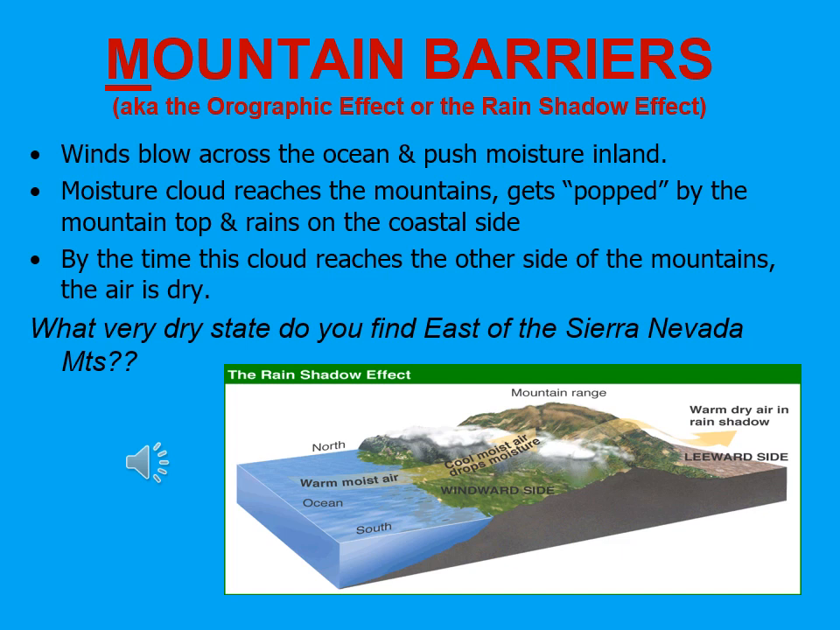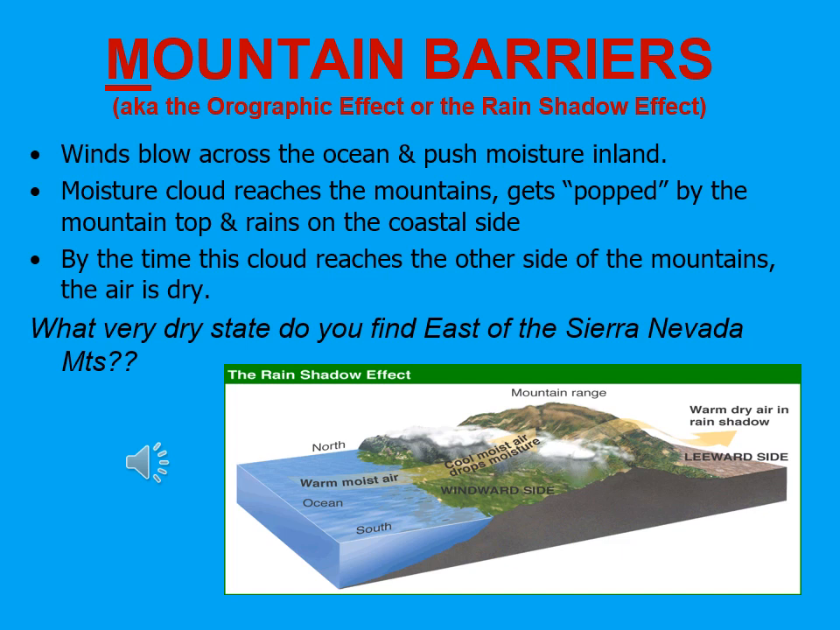Okay, so mountain barriers. That is for mountain barrier. Also known as the orographic effect or the rain shadow effect. All right, this is a very major influence on climate. So once you look at the latitude of some place, then you look at the elevation or the continentality, and you gotta look at the mountain barriers.